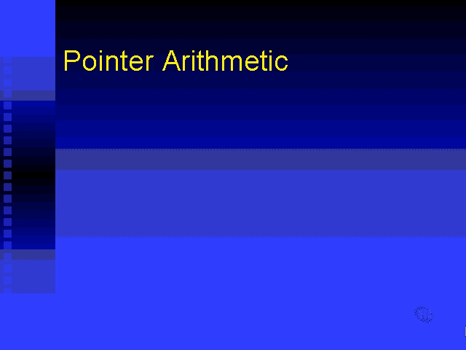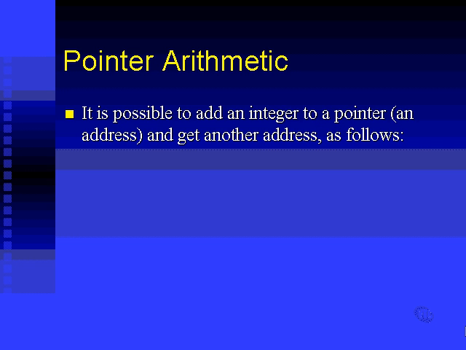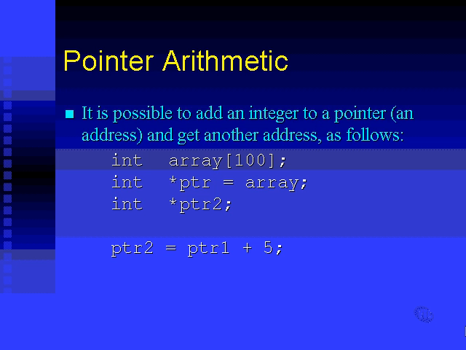Closely related to the similarity between pointers and arrays is the topic called pointer arithmetic. Let me show you what I'm talking about. It is possible to add an integer and a pointer. In other words, if you had an integer x and a pointer p, you could simply say x plus p and get a valid result. You would actually get another address, and this is how it would work.